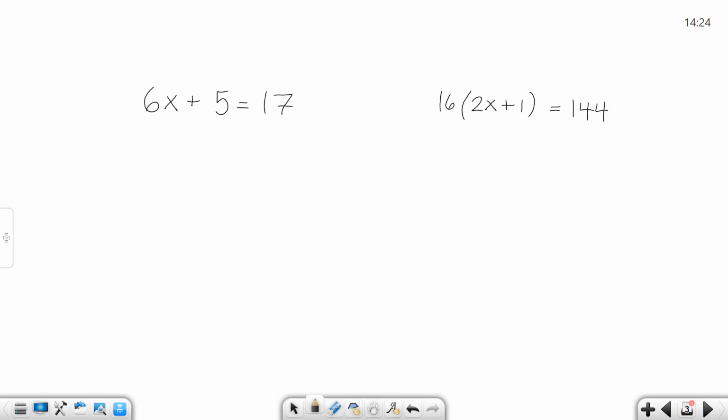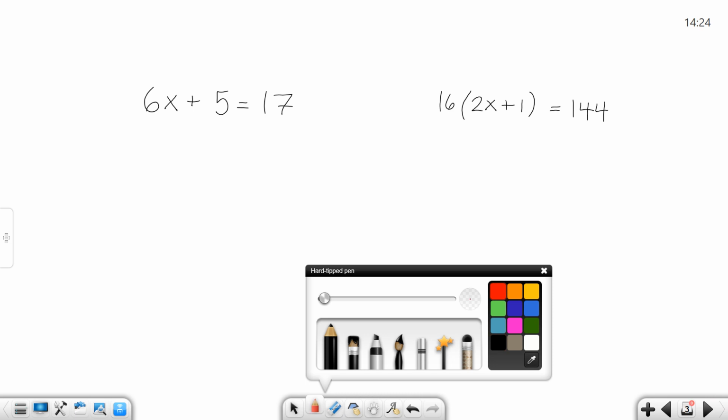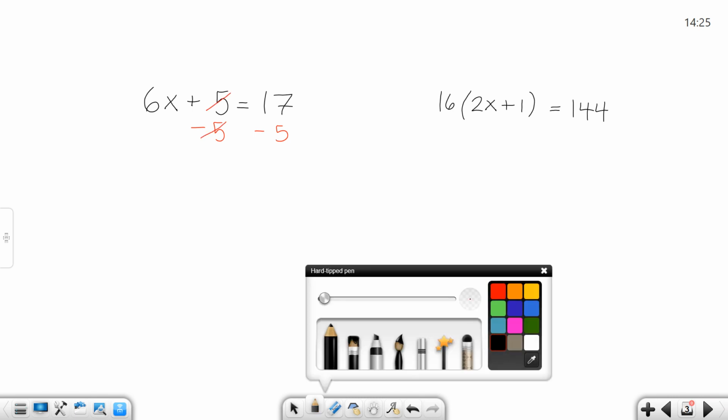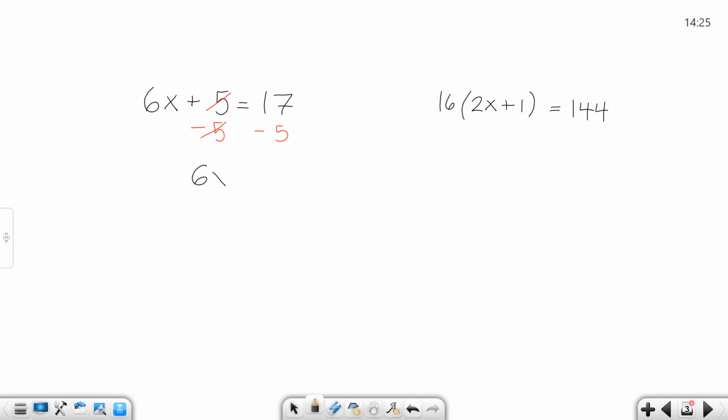So in this first one, to get the variable by itself, I want to move the 5. Right now it's added. So to undo adding, I'm going to subtract 5. If I subtract on the left, I also subtract on the right. So these 5's cancel out, and this gives me 6 times x equals 12.